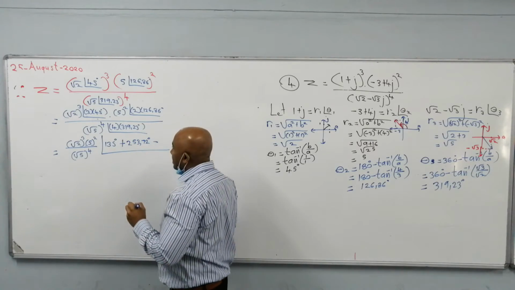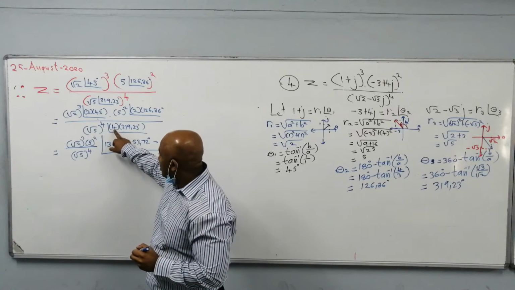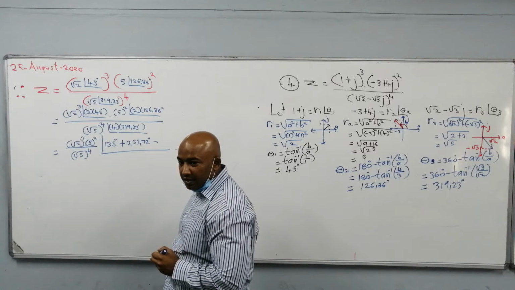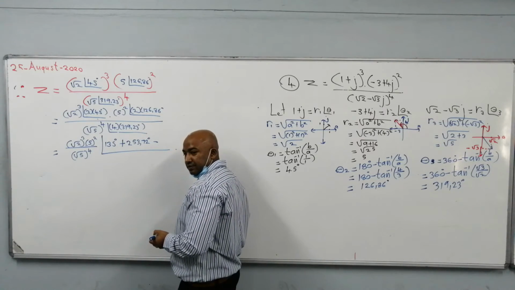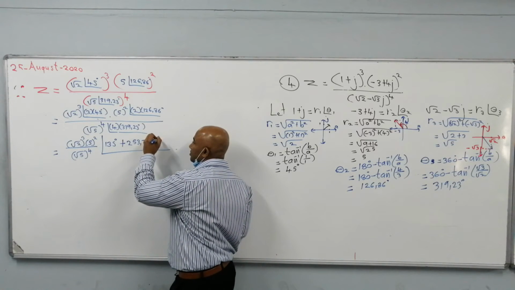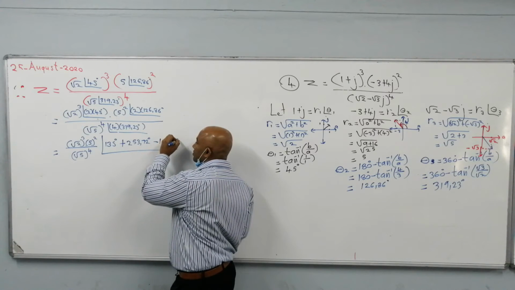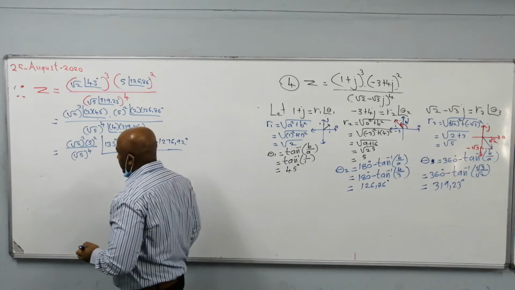253.72 minus. Now why am I subtracting? Because I'm dealing with the bottom angle now. Can you see that? Do this 4 times 319.23. So 1276.92 degrees.